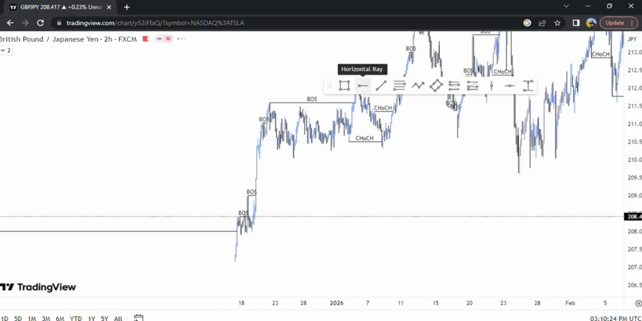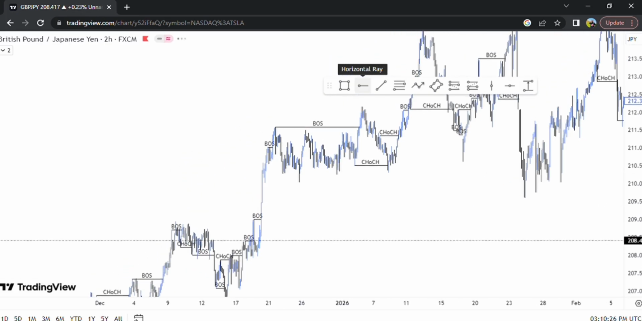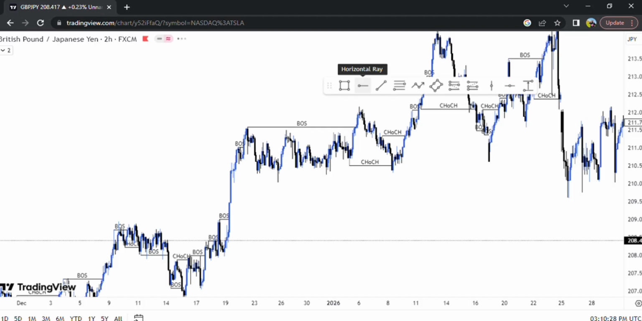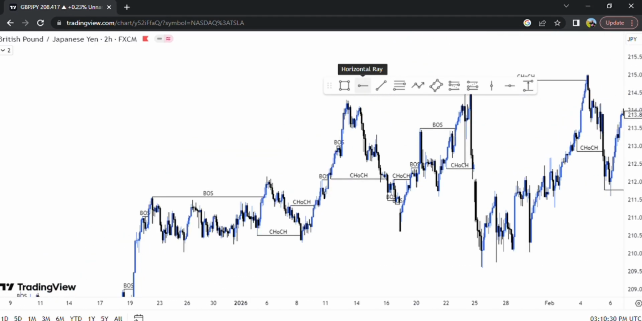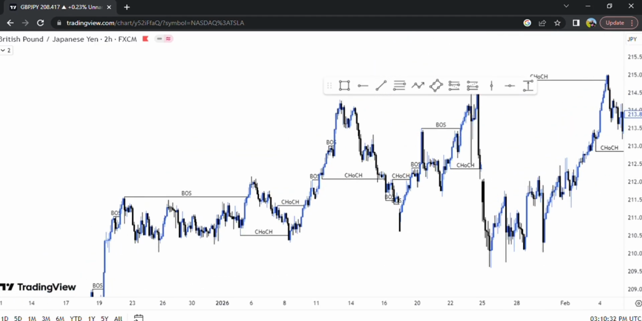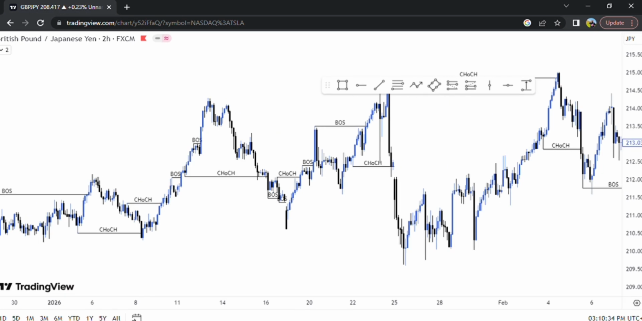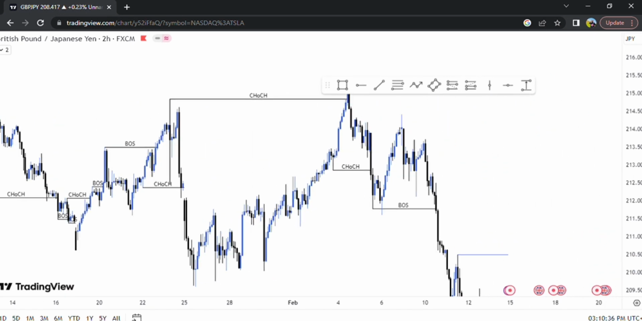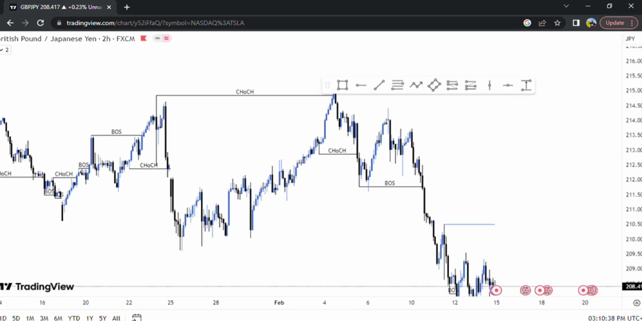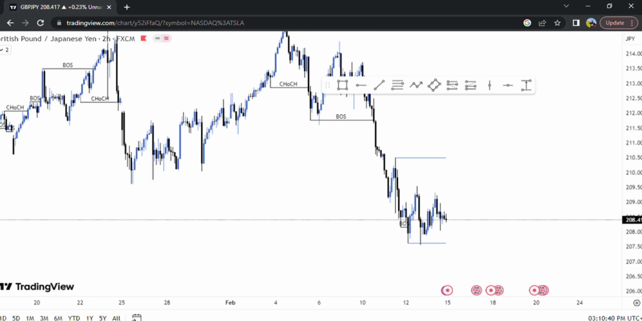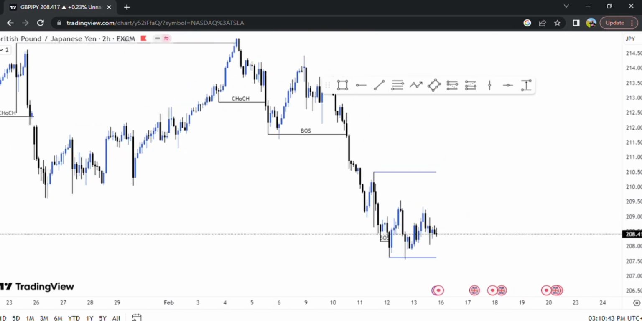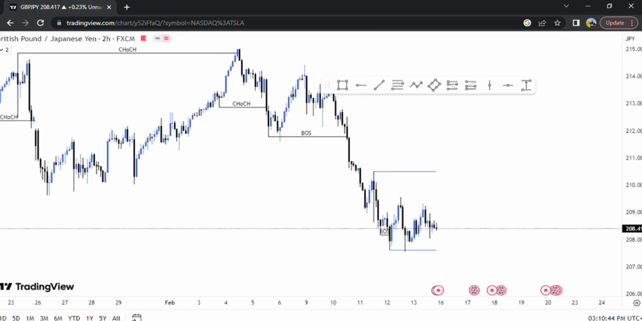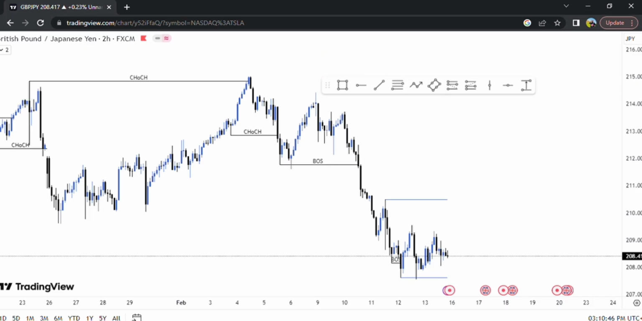Now, looking at the market on my screen right now, you can see so many series of break of structure and change of character. This was because of the indicator. Now I'm going to show you how to apply this indicator and how to grow from a low income stream into a high income earner as far as trading is concerned. So now let's start.